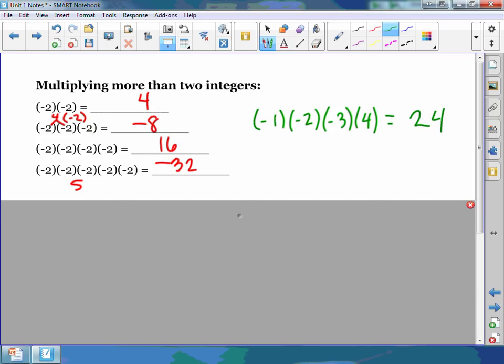You're not counting the numbers, you're counting the negative numbers, right? Is that true? That's exactly true. I don't care how many numbers there are in a sequence. I can have 1,000 numbers in a sequence, and if one of them is negative and only one, it's negative. Likewise, I could have 1,000 numbers in a sequence, and if 998 of them are negative, my answer is positive. You're counting negatives. You're not counting total integers.